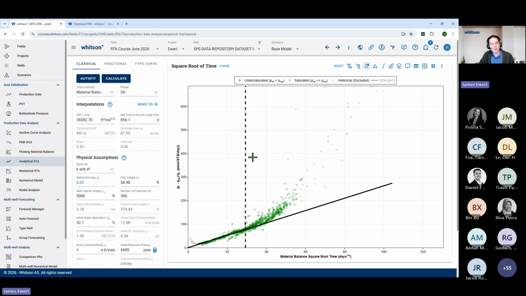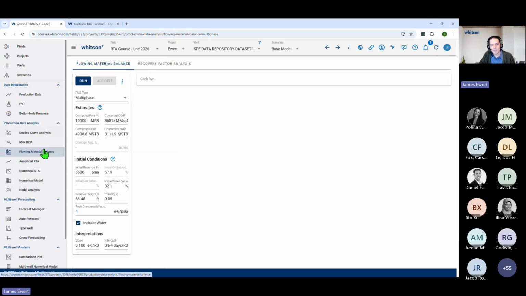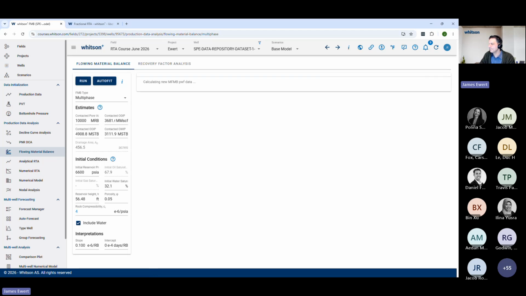And so the next thing we want to do is to go to the flowing material balance. Now, if you click on the flowing material balance module, click on Run. I'm going to show you a quick slide here.